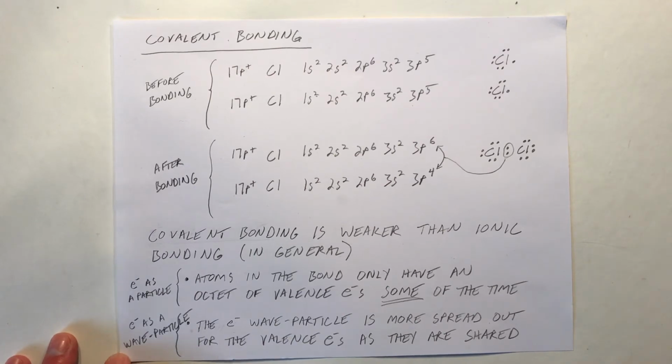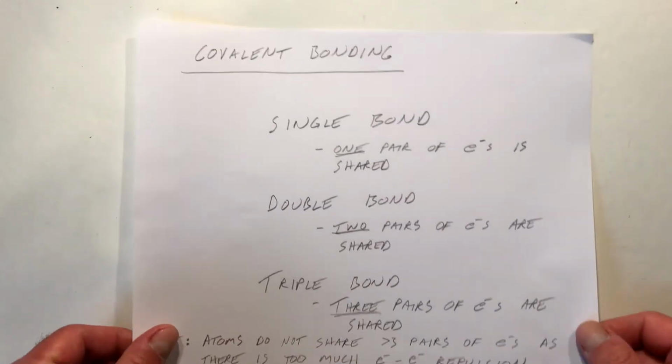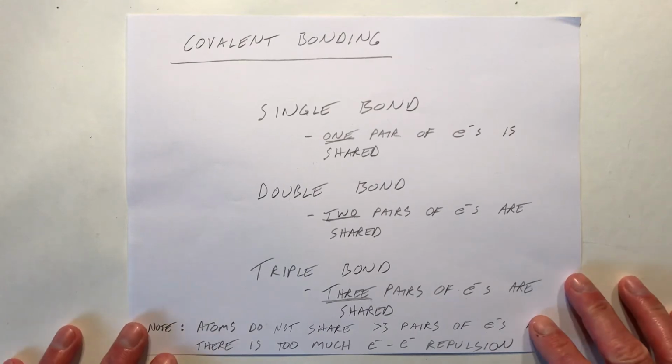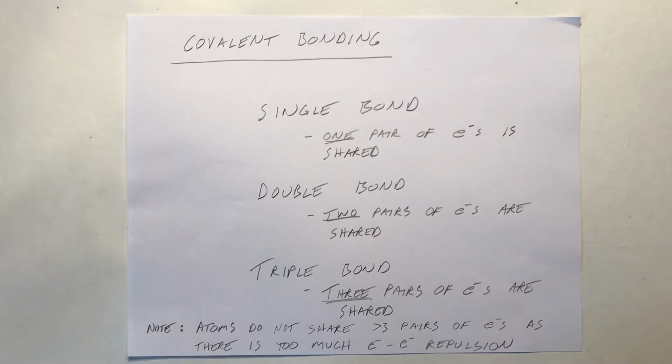So that's another way to look at it, a little bit more rigorously correct way to look at it with wave-particle duality in mind. In any case, covalent bonding is, in general, a little bit weaker than ionic bonding. Now that's a generalization, and there's always exceptions to that.